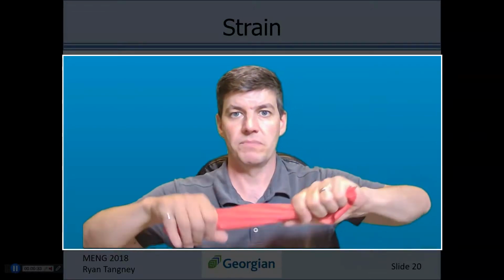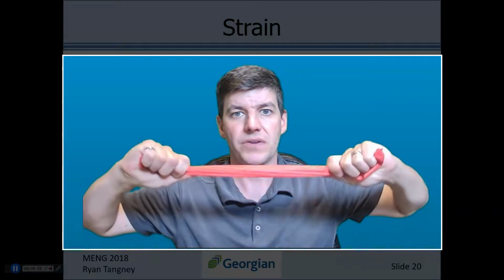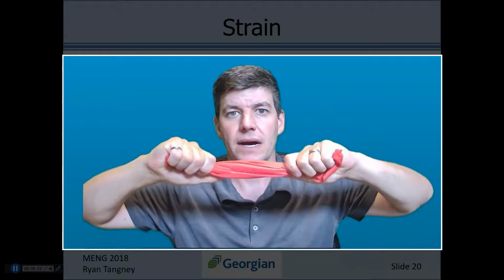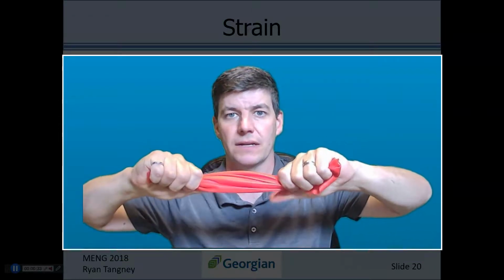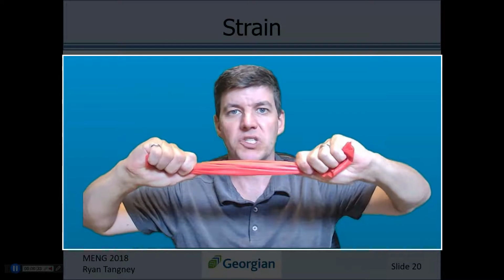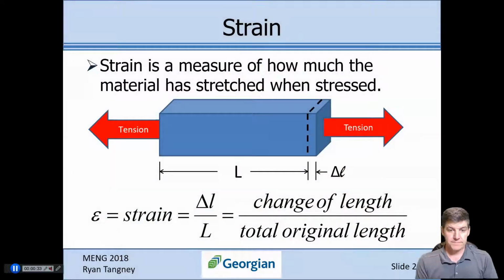Okay, so we just finished up looking at stress, and stress was a measure of how much force was moving through an area on an object. Whenever we put an object under stress, so we put a force on that object, it's very likely that we're going to create some amount of stretching. Okay, so when we talk about stretching in terms of engineering, what we use is the term strain. And strain is a measure of how much the material has stretched when it is under stress.